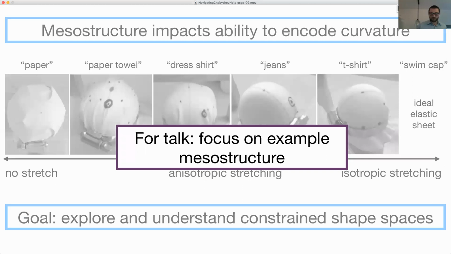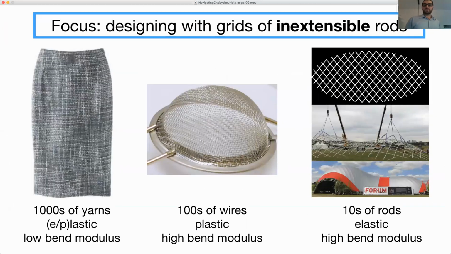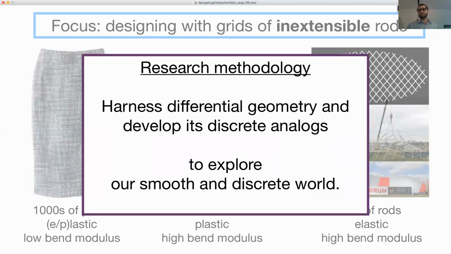In this talk, I want to focus on a particular intermediary mesostructure, which is grids of inextensible rods. I want to take this as a geometric principle. That means we could be talking about a piece of woven fabric, for example this skirt you see on the left. It could also be a piece of wire mesh, like the strainer in your kitchen, or it could be a large elastic grid shell built out of only tens of rods, as opposed to the thousands of rods in the woven fabric. But the important thing here is the inextensibility of these rods in two directions.